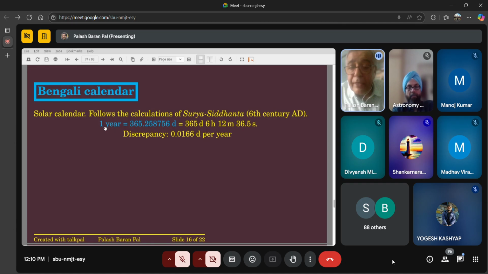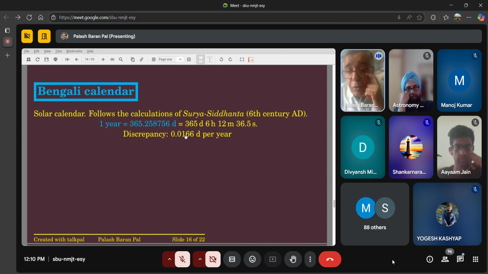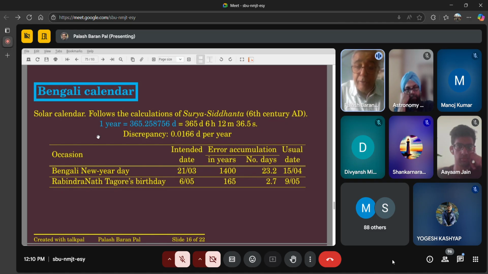So 1 year in Surya Siddhanta was 365.2587 days. That's a discrepancy of 0.0166 days per year. Okay, what does that do? You see, what does that do? The Bengali New Year Day, the intended date was a vernal equinox, which was 21st of March.